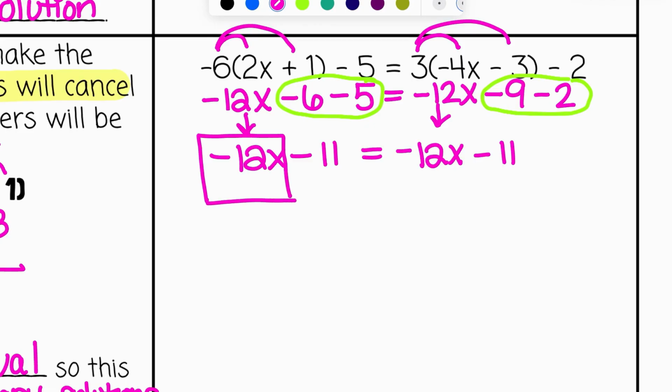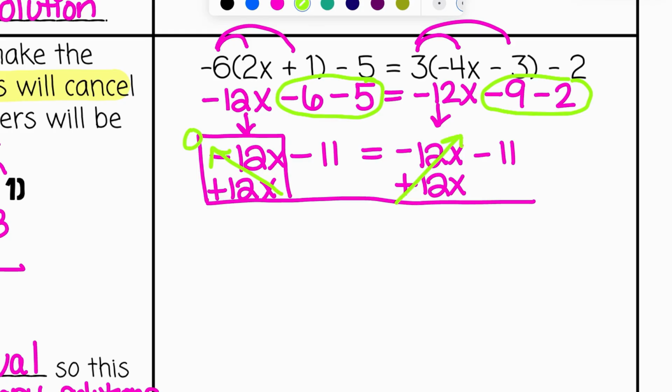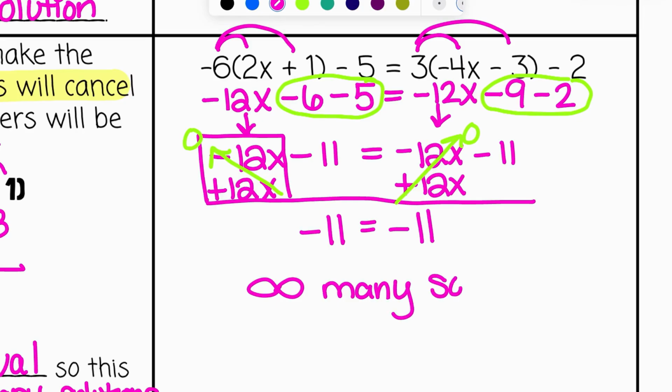Okay, if I go one step further to prove that it's infinitely many solutions, I box my negative 12x, which means I'm going to be adding 12x here. So that makes a 0, and that makes a 0 pair. On the left, I have negative 11, and on the right, I have negative 11, which means I have infinitely many solutions.